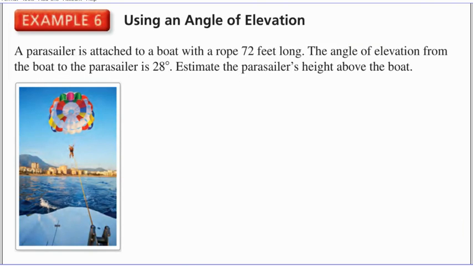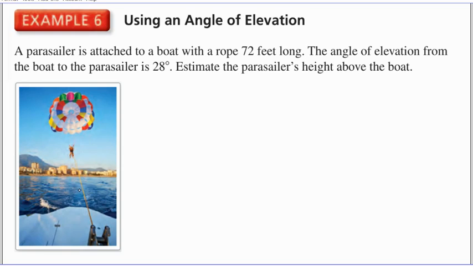And finally, we have this problem right here. A parasailer is attached to a boat with a rope 72 feet long. The angle of elevation from the boat to the parasailer is 28 degrees. And if you're not sure what a parasailer is, this guy that's attached to a boat. This boat would be like on a very large lake, and the boat is driving, which causes this parachute right here to fill with wind, and it brings this person up above the water. I hear it's quite fun. It's on my bucket list.